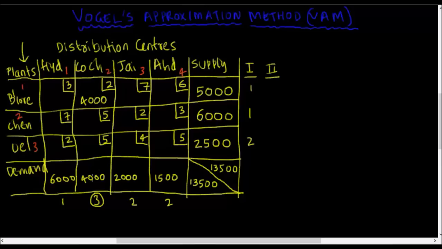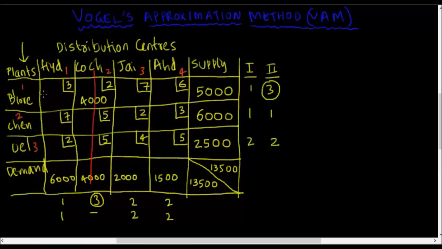After finishing this column, Cochin's requirement is fulfilled, so I'll cancel this out. I'll use the red color and cancel this Cochin. Now calculate the penalties for the second iteration. Again I'll use the same logic: 6 minus 3, that is 3 penalty. 3 minus 2, 1. 4 minus 2, 2. Column wise it doesn't change, since nothing will alter because we have cancelled a column. 3 minus 2, 1. 4 minus 2, 2. 5 minus 3, 2. In this second iteration, this is the one with the highest penalty.